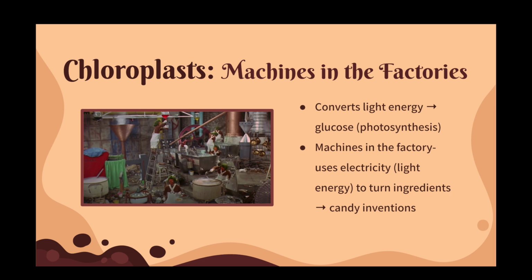And then after that, we have the chloroplasts, which we decided were like the machines in the factories. So chloroplasts convert the light energy into glucose for the plant cell through the process called photosynthesis. And like the chloroplasts, the machines of the factory use electricity, which is like the light energy from the sun, to transform the candy ingredients from the chocolate room to make the candy inventions made in the invention room.